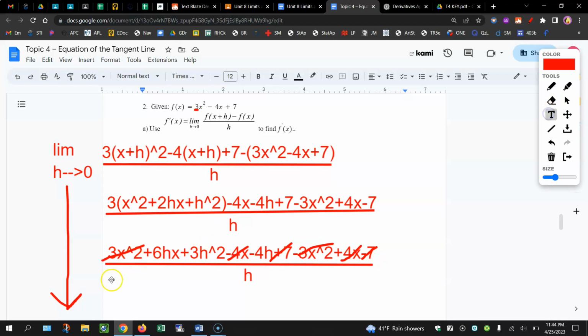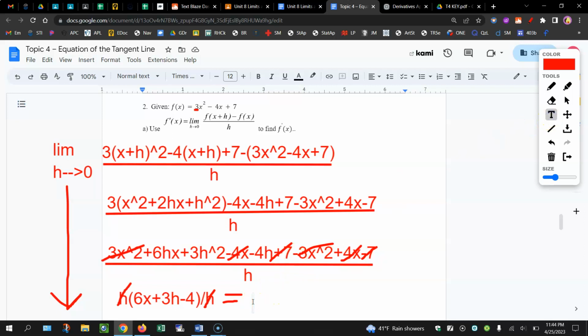Everything left has an h in it, so we're going to factor that out. h times (6x plus 3h minus 4), divided by h. We can factor out that greatest common factor so that we can simplify, and now we can substitute in.